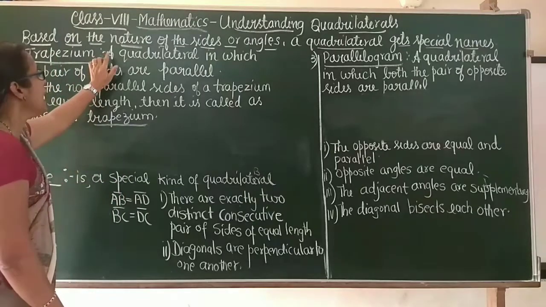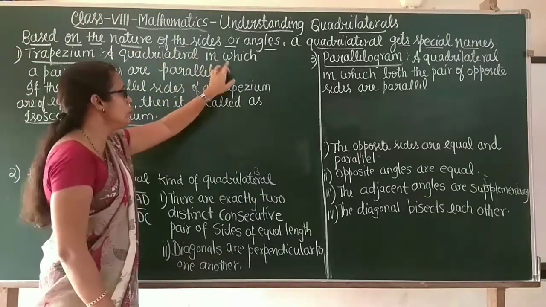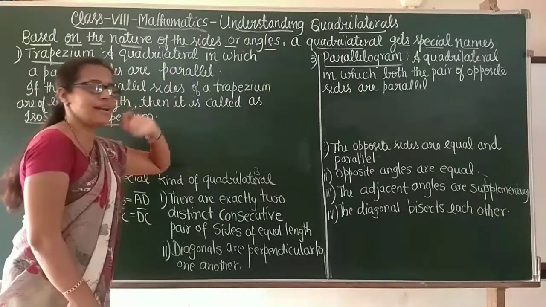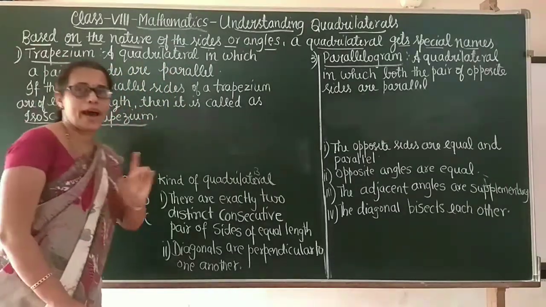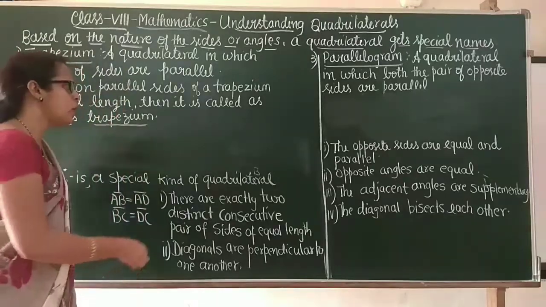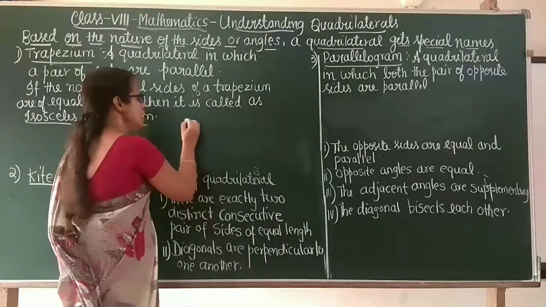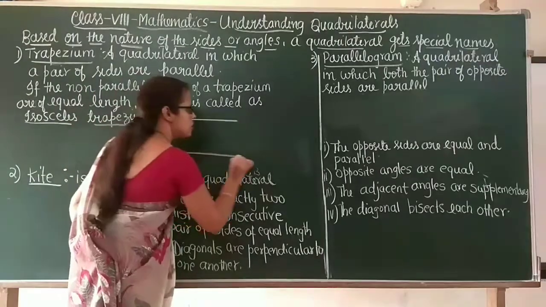Trapezium means a quadrilateral in which a pair of sides are parallel. What do you mean by a pair of sides? How will the figure be? Let us draw it now, children. So trapezium, how does it look? See here.